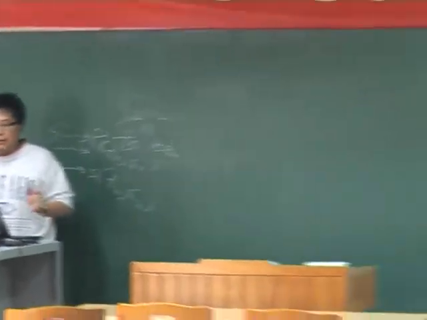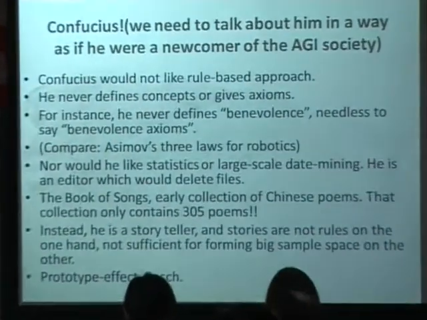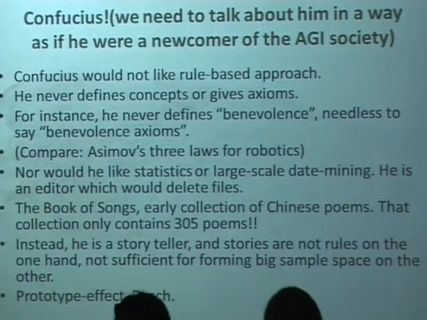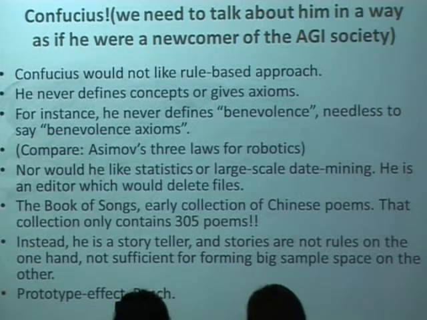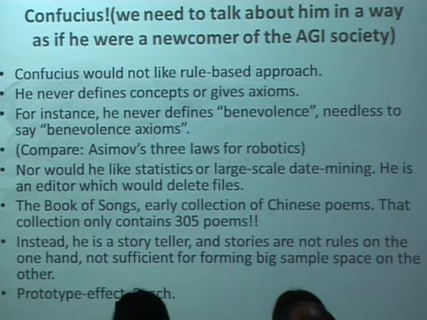Now we turn to the favorite part, Confucius. My favorite part. We need to talk about him as if he were a newcomer to the AGI society. We need to forget his historical surroundings because those are irrelevant. But what would Confucius say if he knew about AGI? I do not believe that he would like a rule-based approach. There is some evidence that he never defines concepts or gives axioms. For instance, he never defines the core idea of his book, that is benevolence. In Chinese we say that is ren.